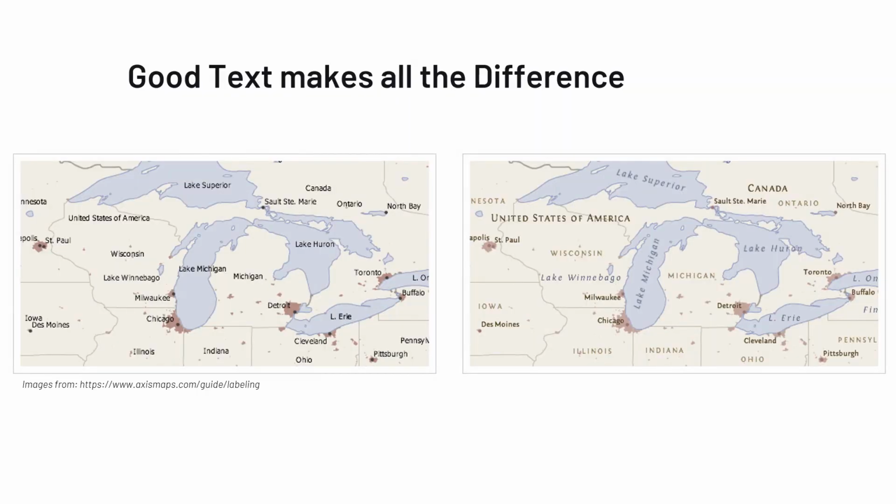Here's an example of how good text can make a huge difference in a map. On the left-hand side, you'll notice there's a bunch of labels. Everything is labeled identically. On the right-hand side, you can see what a big difference changing some various features of the text and the labels can make.